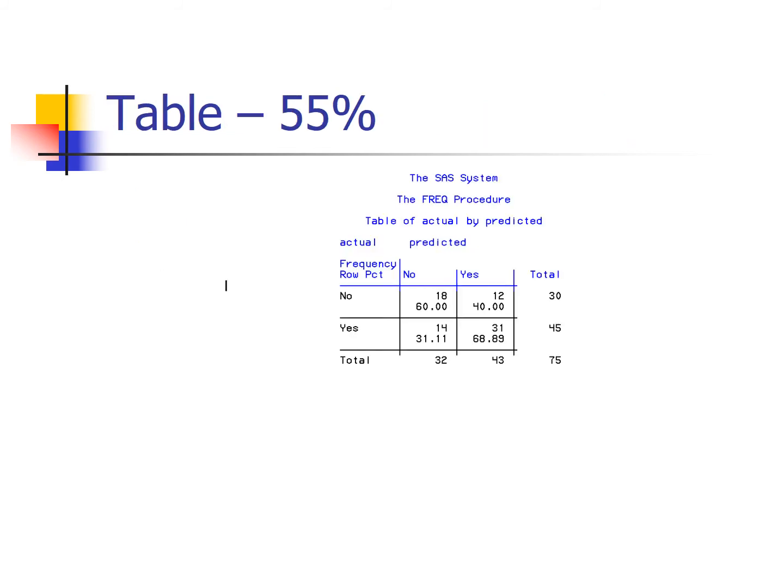And then here's our table for 55%. Our sensitivity we're going to now see is a little bit lower. It's now 68%, but our specificity has gone up to 60%.